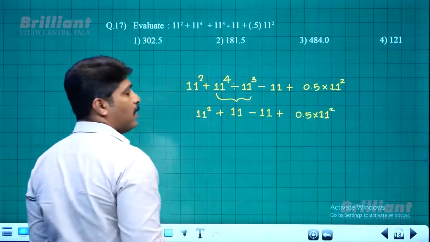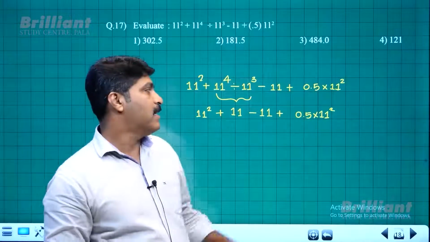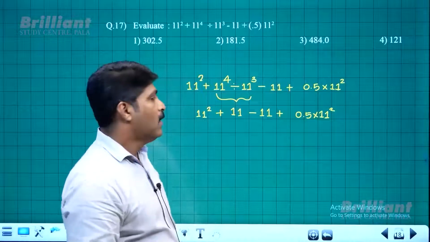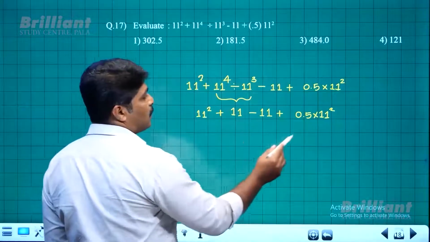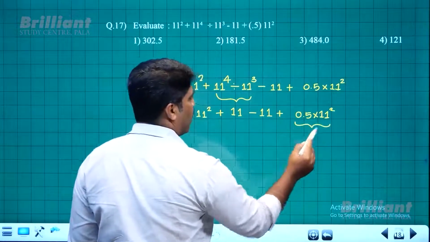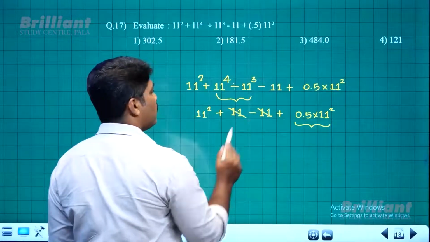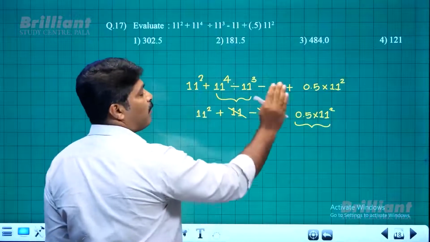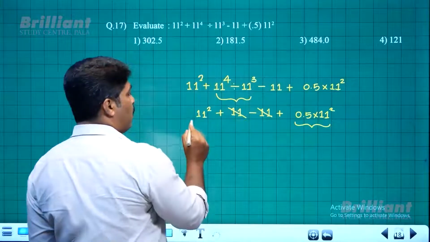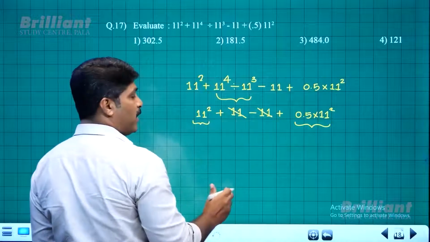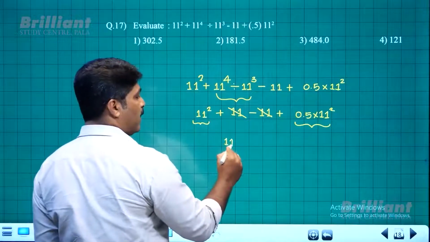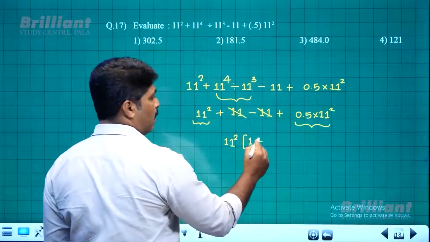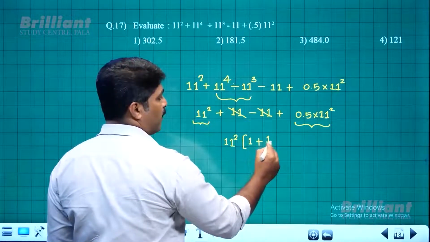Got it? So what do you have to do? Usually we know that this 0.5 into 11 square should be done as the next step. So here, instead of doing this operation, I just simply cancel these 2 values. That won't affect this operation. This is simply 11 square plus 0.5 into 11 square. So while we are considering these 2 values, what you can take as common? So you can take 11 square as common. So this is 1 plus 1 by 2.